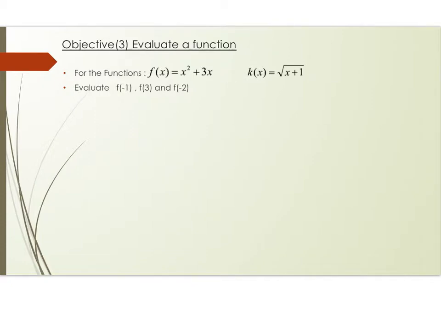So in this case, we're going to evaluate a function, and what we mean by evaluating a function is for a particular value of x, we're going to put that value of x into the equation or function and evaluate it. So we have two functions here. We have f of x is equal to x squared plus 3x, and we have k of x is equal to the square root of x plus 1. So I'd like you to pause the video, and I would like you to evaluate these functions at -1, 3, and -2.